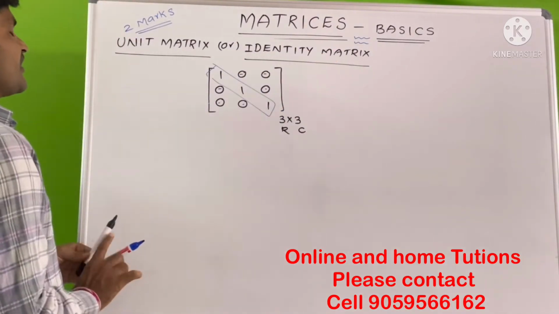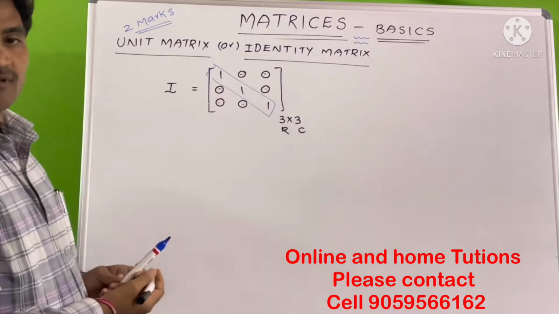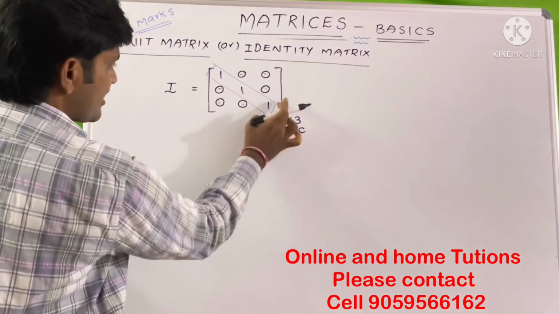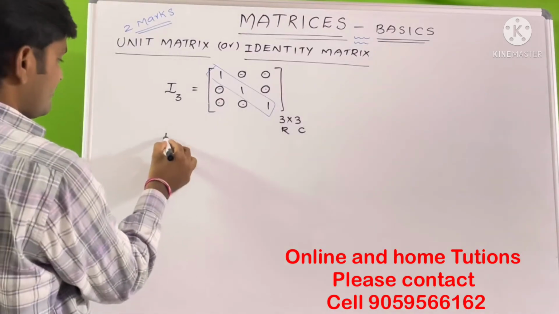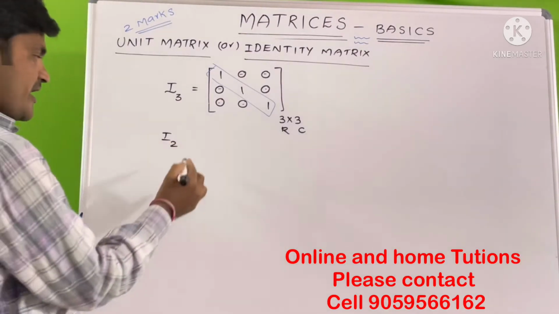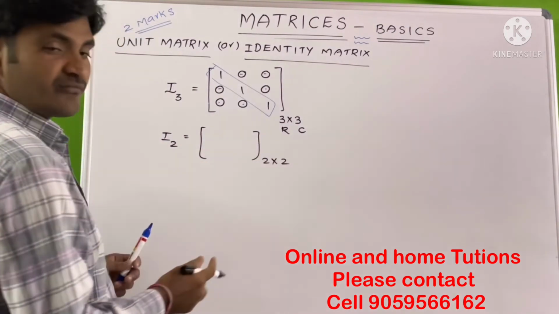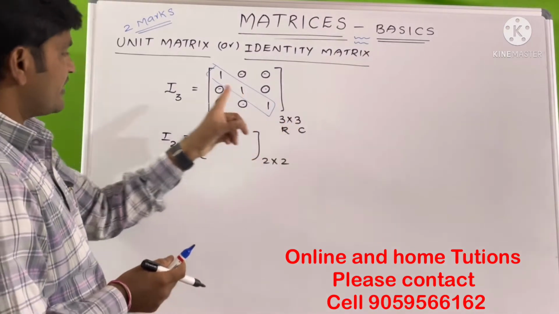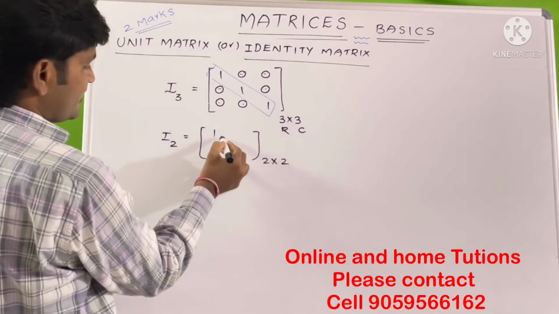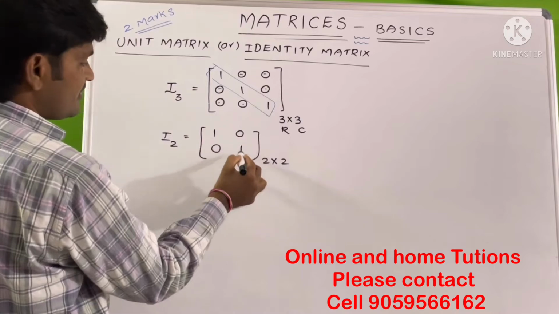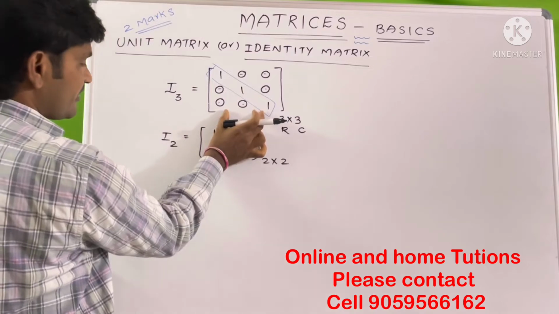Usually the identity matrix is denoted by capital I. Here this is 3 by 3 order, so we write it as I3. For one more example, I2. I2 means a 2 by 2 order matrix. 3 by 3 means I3, 2 by 2 means I2. I2 is nothing but 1, 0, 0, 1. This is also a unit matrix of order 2. This is also a unit matrix of order 3.